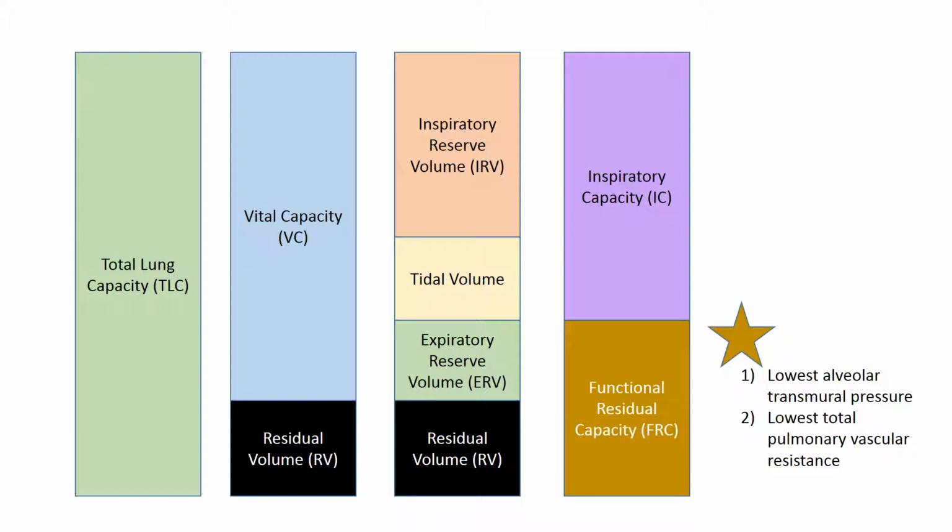In addition, FRC represents the oxygen reservoir for the pulmonary system. At the end of a normal tidal breath, this is the amount of air that's left over that can hold oxygen. So in the case of an apnea or hypoventilation, the oxygen remaining in the lung can still be distributed to the body. This oxygen reservoir capacity also represents a major function of the functional residual capacity.